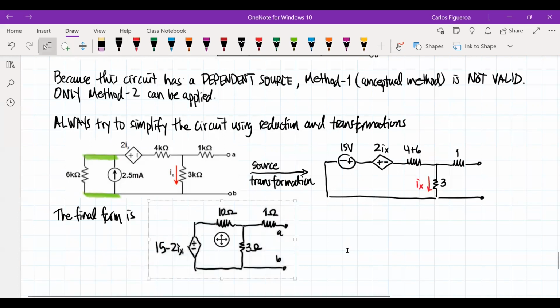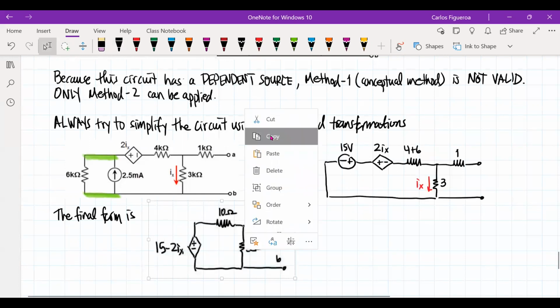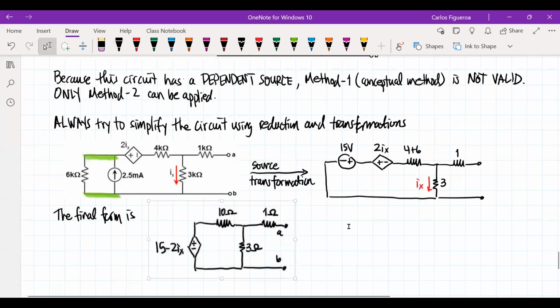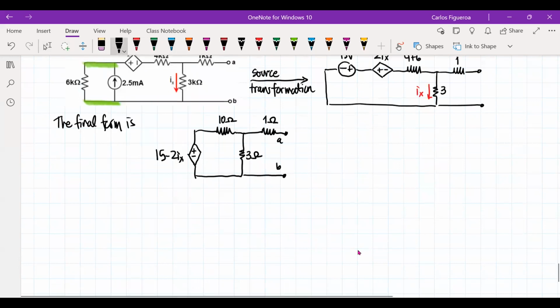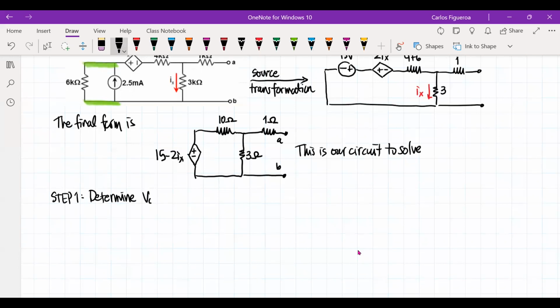So I'm going to copy this because this is the circuit that I'm going to need. So now I have my circuit, not the original one, this one. So now let's go look at this guy. This is our circuit to solve. So here we go, step 1. Determine VOC.